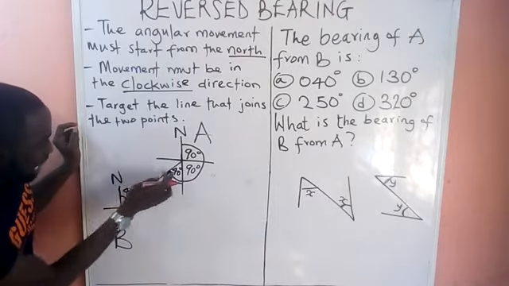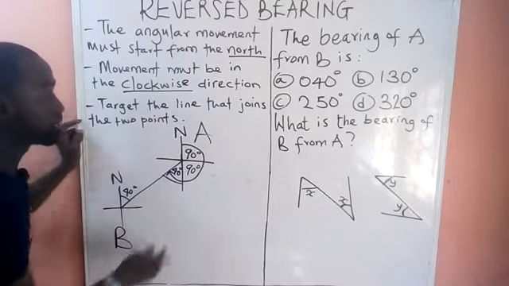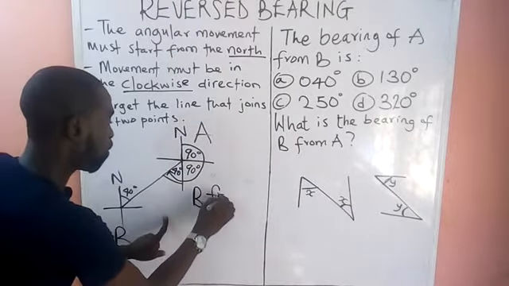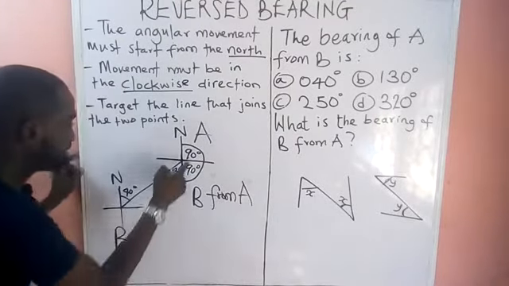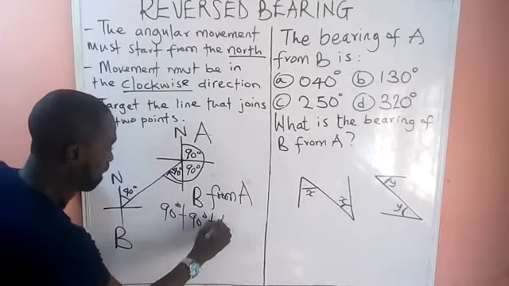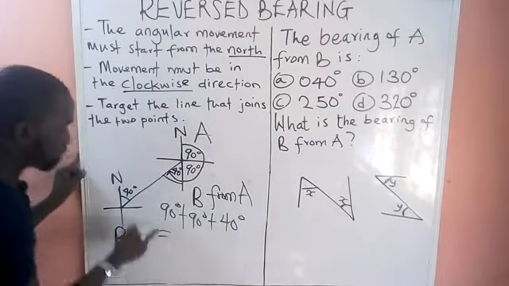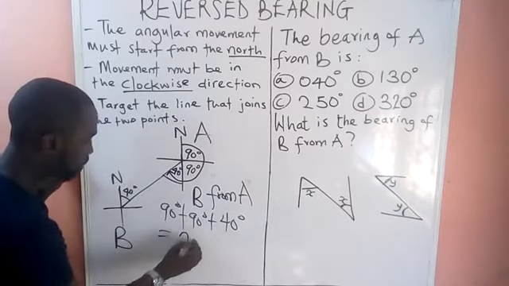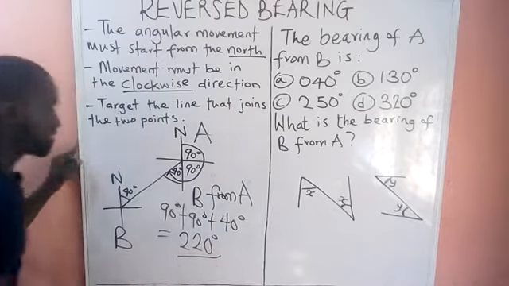Why? Because they are alternate angles. So what's now the bearing of B from A? So B from A will give us 90 degrees plus 90 degrees plus 40 degrees. So 90 plus 90 is 180. 180 plus 40 will give us 220 degrees. Are you with me?